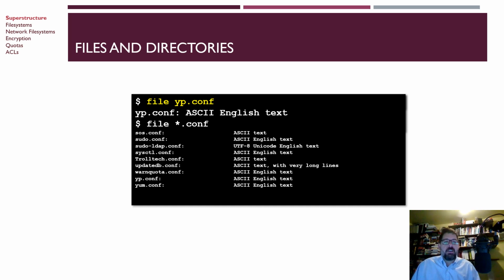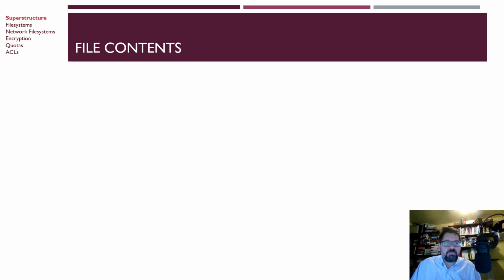If I use file *.conf, it's going to tell me what type of file all of my different configuration files are, right? So is it a binary file? Is it UTF-8? Is it ASCII, right? So how is that file encoded? That's what the file command is going to tell me.